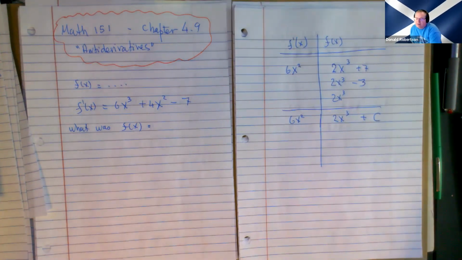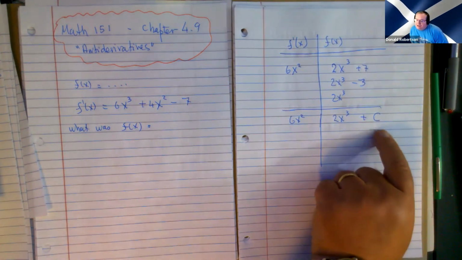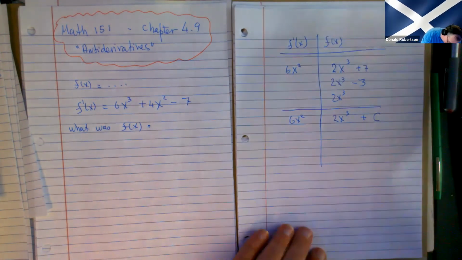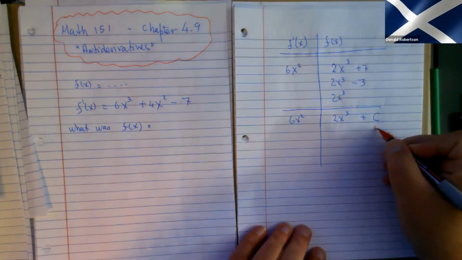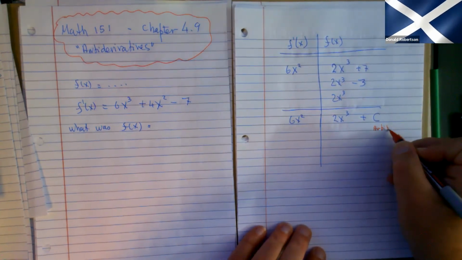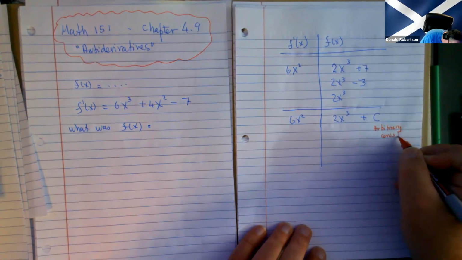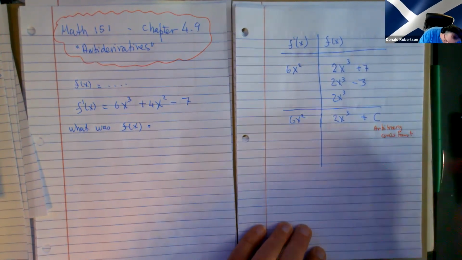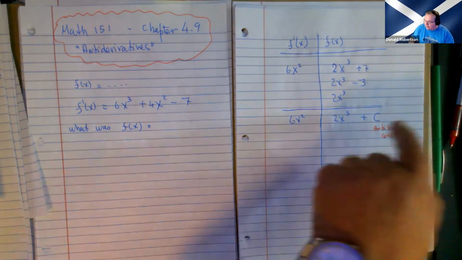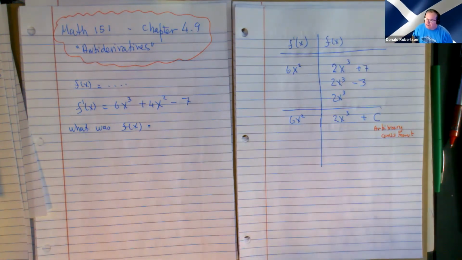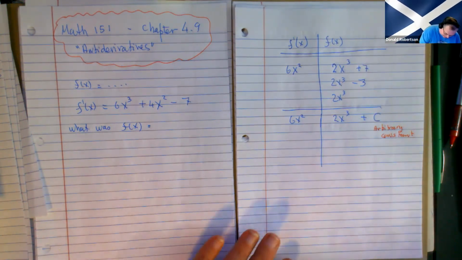You write it like that. And C as a name, it's called the arbitrary constant. And it represents the +4 or the +42 or the +0 that you might get.